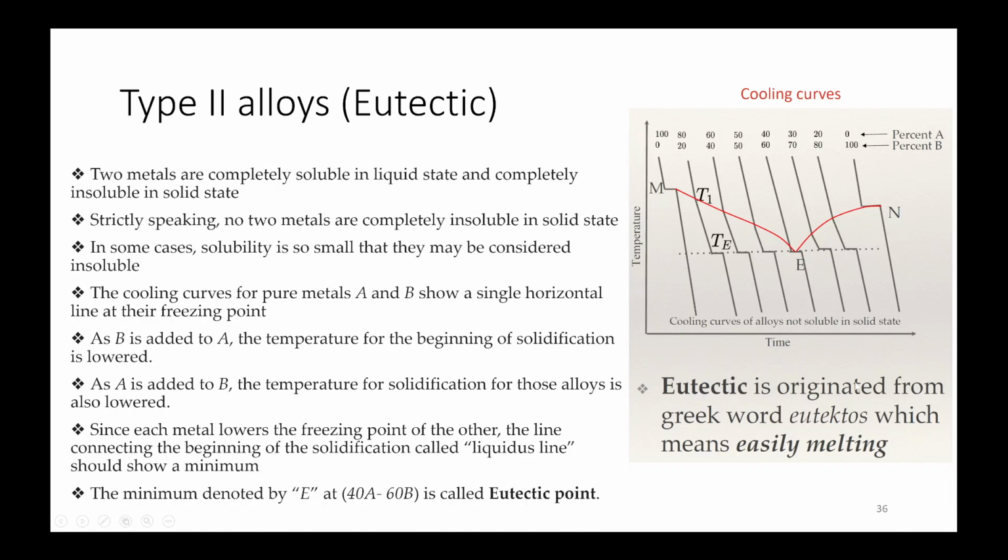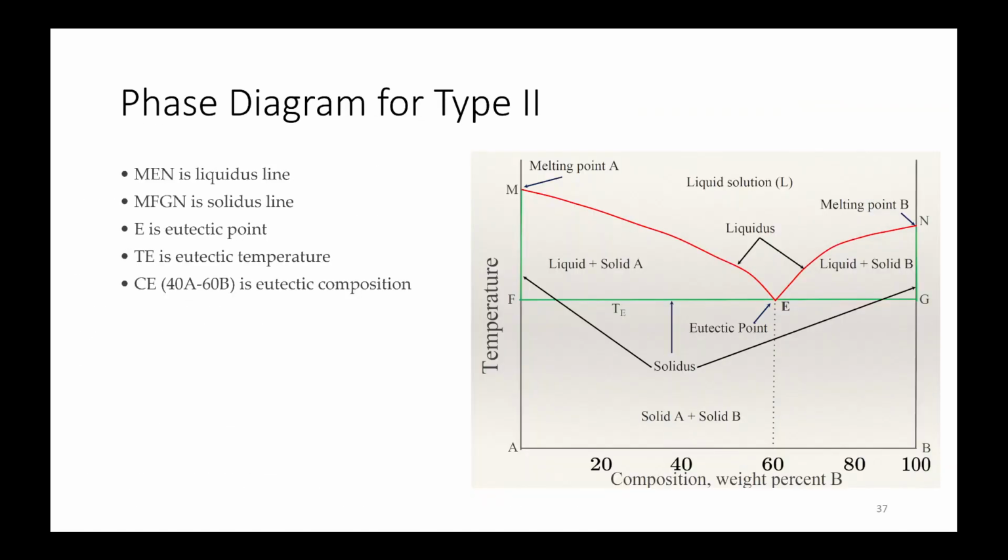Eutectic originated from the Greek word eutectos, which means easily melting. By addition of this type of element, the melting point of your matrix is reduced. That's why it is easier to melt. That's why these types of alloys are used in solders and brazing, and also in cast iron we use this type of technique.